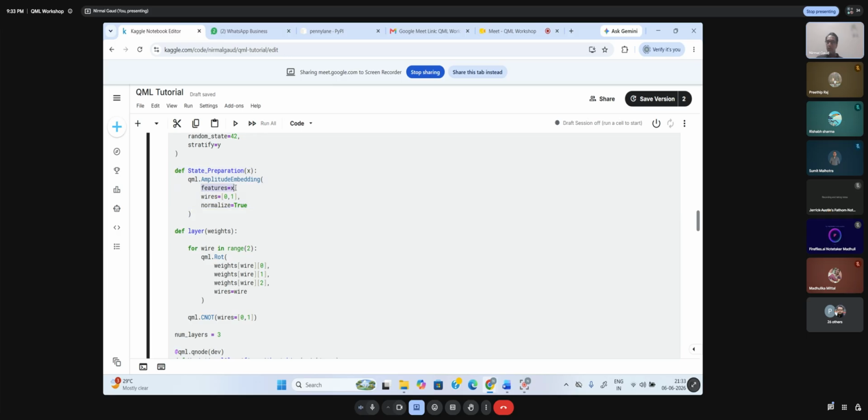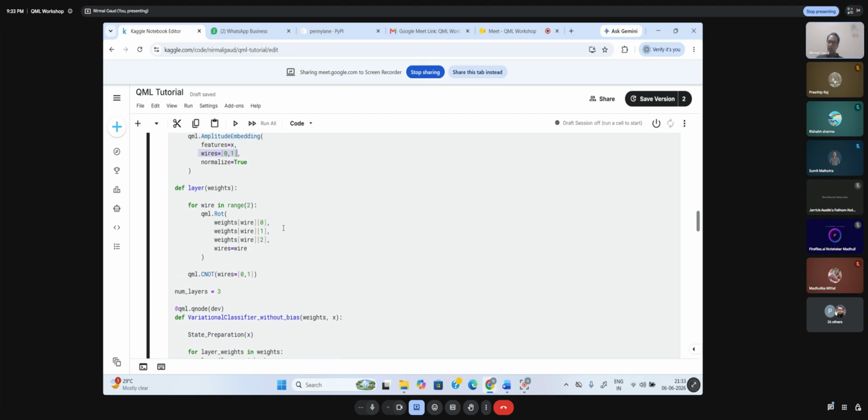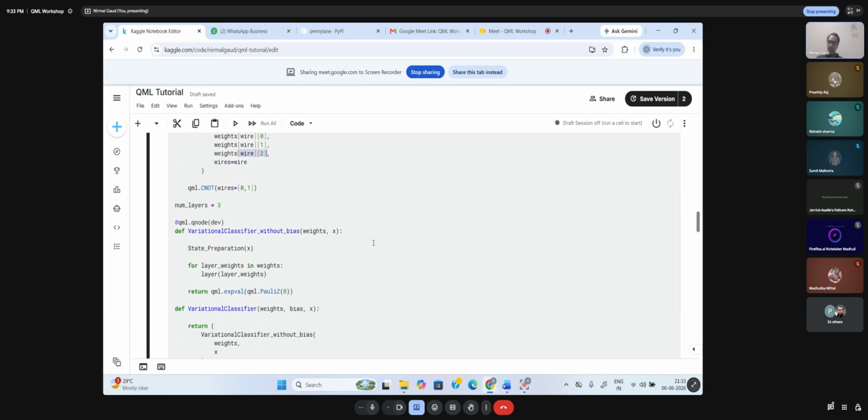Take all the features. Two wires are there, which will take 0 and 1 as an input. Define a layer, perform rotation of 0, 1, 2. Why? Setosa, versicolor, virginica. Three classes. Total number of layers I am taking here is 3. Input I will take 0 and 1.